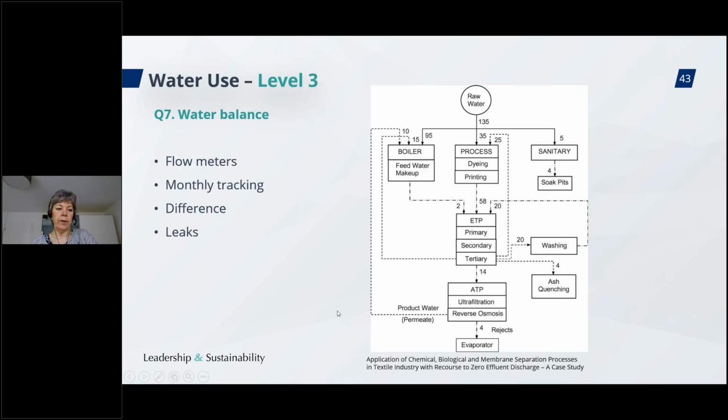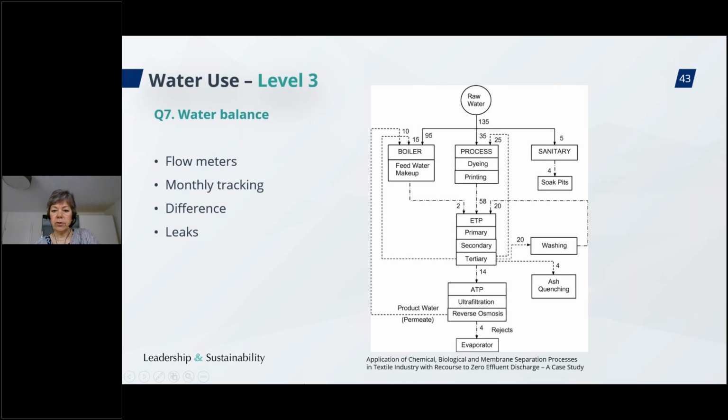You have to, for example, report on your incoming water in the facility, the amount and the water sources, the quantity of water used during the production process. So you see here in this chart, for example, we have a total incoming of 135, and then 35 goes into the production, 95 goes to the boiler, and 5 goes to sanitary needs. And then you should also indicate the quantity of water recycled or reused in the facility.